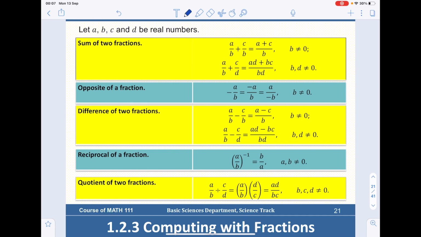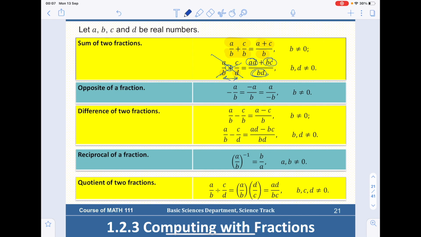We have the sum of two fractions. We have two cases in the addition of two fractions. The first one, if we have the same denominator, we just put the denominator as it is, then we add the numerators, so a plus c. In case we have different denominators, we multiply these two together, then put this operation, then we multiply these two together, and in the denominator we multiply these two together.